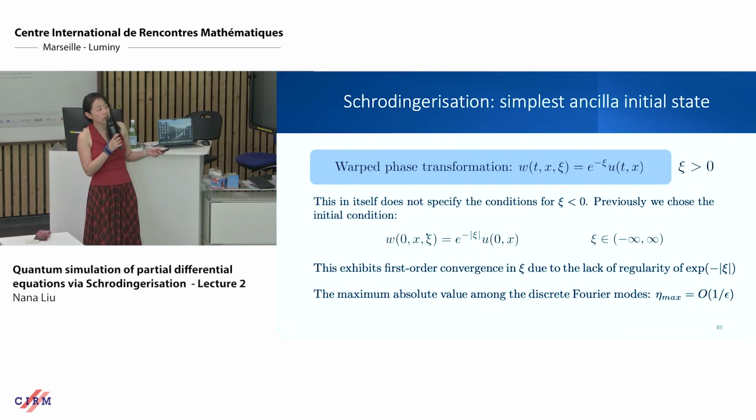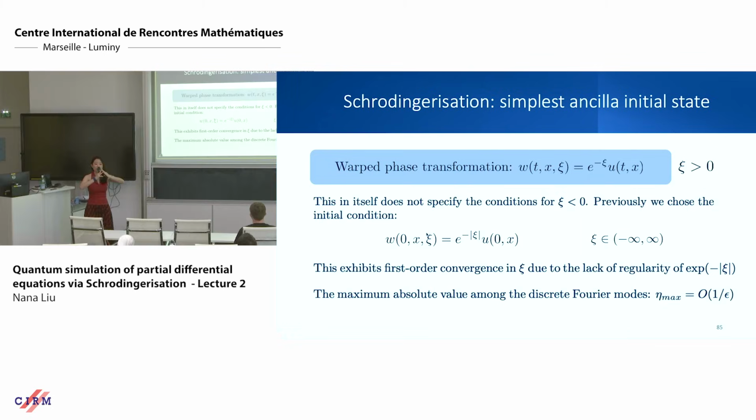Remember, in the simplest case, we do a symmetrization where we say, if psi is below 0, then we take e to the power of minus the absolute value of psi, and then we get this symmetry. This state can be approximated by a coherent state. It's very symmetrical. However, if you want to do numerical methods on this, then this exhibits first order convergence in psi, because there's a lack of regularity of e to the power minus psi. We have a sharp point at the front, so this derivative is not well defined at the sharp point.